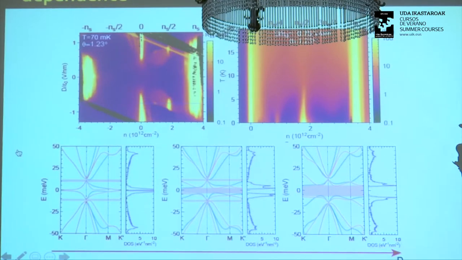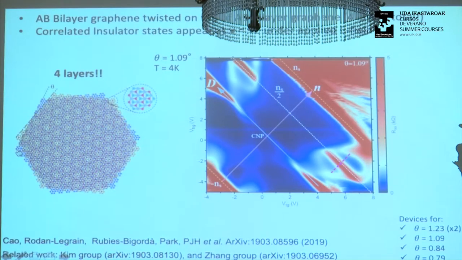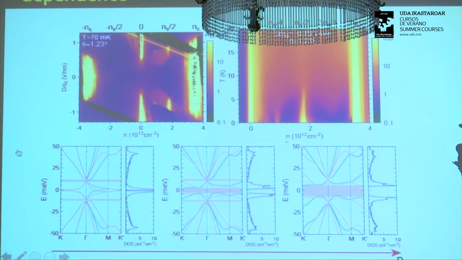Yeah? So the same physics has been seen by two other groups. I think I listed them. Did I list them somewhere? Yeah. So the exact same stuff has been seen by Philip Kim's group and by the Zhang group in China. Okay? And this system is quite interesting and quite distinct.